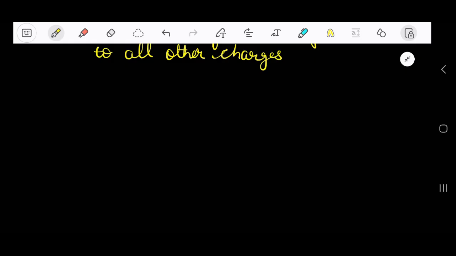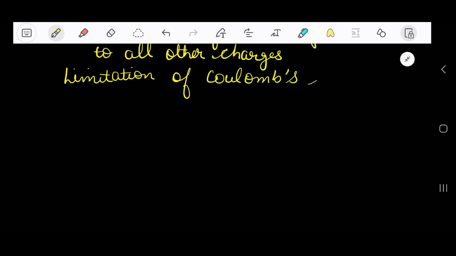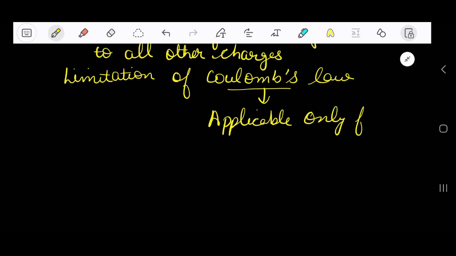While having the discussion of Coulomb's law, we have considered every time the charges as point charges. So we can say that the limitation of Coulomb's law is it is applicable only for point charges, point size charges.